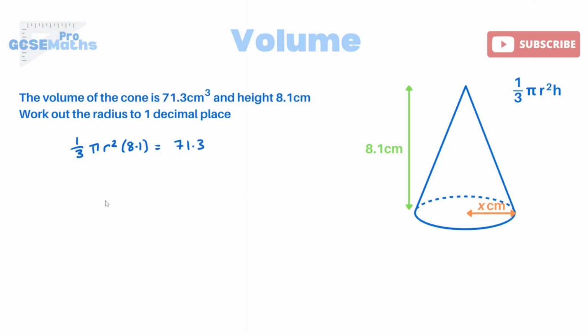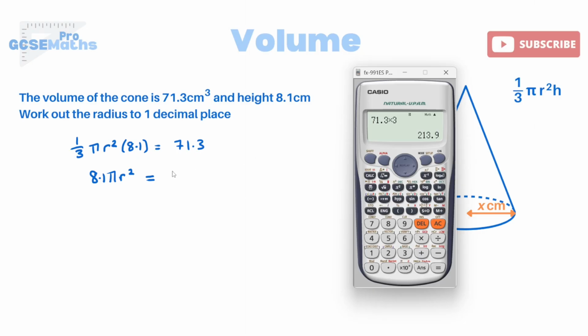Now let's simplify the left-hand side. I would probably just multiply across by 3. I know you can divide 8.1 by 3, but I would probably just get rid of that. So either think of it as multiplying by 3 to get rid of that denominator, or divide by the whole third. It's the same thing. So I'd be left with 8.1, I'm going to put that at the front because it is a coefficient, pi r squared. 71.3 times 3 is 213.9.